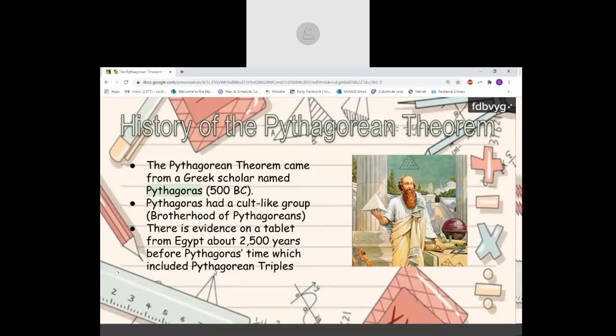They had their own school where they all lived, and they were all devoted to math. This group believed that numbers ruled the universe, and they wanted to keep all of their findings a secret. And it's actually for this reason that we don't even know if Pythagoras is the actual person who created the Pythagorean theorem. It's just named after him. So no one really knows. It's kind of a gray area.